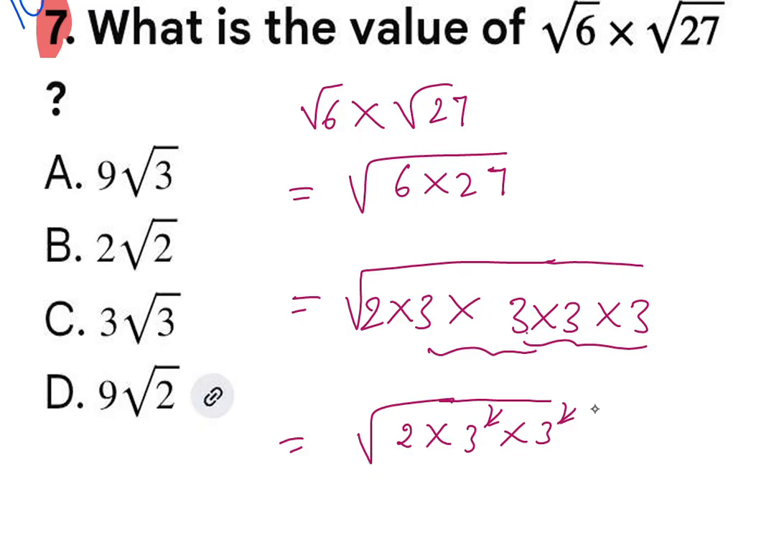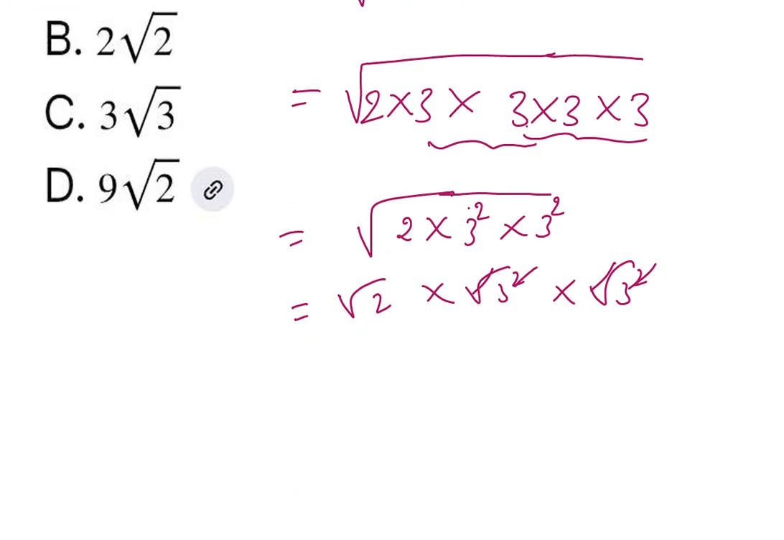3 3s are 9. Let me show one more method in case you get confused here. Just to separate the square out, here root 2 into root 3 square into root 3 square. Square and square root get cancelled. 3 3s are 9, you will get. So the square root of 2 will be as it is, and 3 3s are 9. So this can be written as 9 root 2.